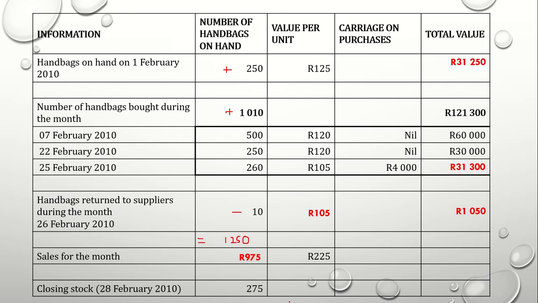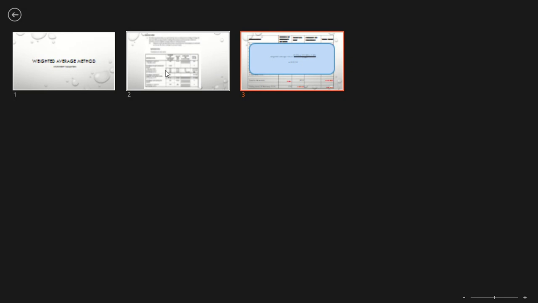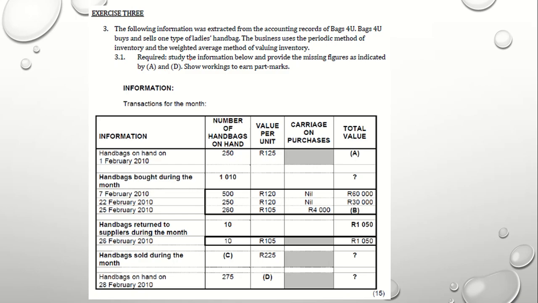You just have to multiply the two to find your sales value. But the problem is we don't have the cost price of our closing stock. Remember, they said we're using the weighted average method to value our stock, and the stock system we are using is the periodic inventory system. We may not calculate cost of sales without the value of our closing stock. So we need to first calculate the value of our closing stock before we can calculate cost of sales.